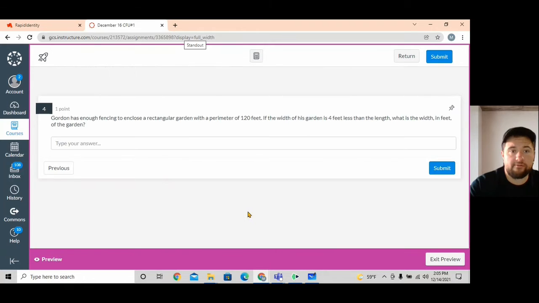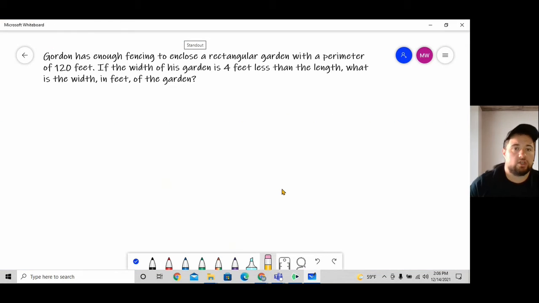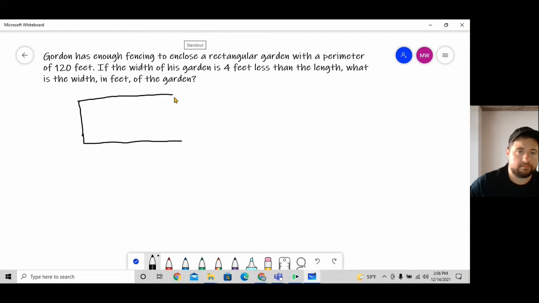All right, number 4. Gordon has enough fencing to enclose a rectangular garden with a perimeter of 120 feet. If the width of his garden is 4 feet less than the length, what is the width in feet of the garden? All right, so I'm going to go to my whiteboard. Gordon has a rectangular garden, so I'm going to draw a rectangle. And it says that the perimeter is 120. So perimeter means to add all the sides.